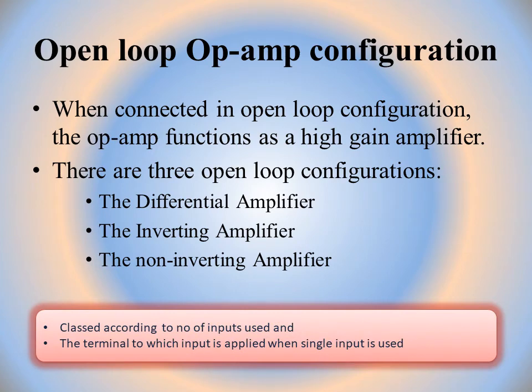Now these three open loop configurations are classed according to the number of inputs used. If we are using both the inputs, then it is a differential amplifier, and so on. If we are using a single input, then which terminal the input is applied to decides the classification. This we will see in coming slides.